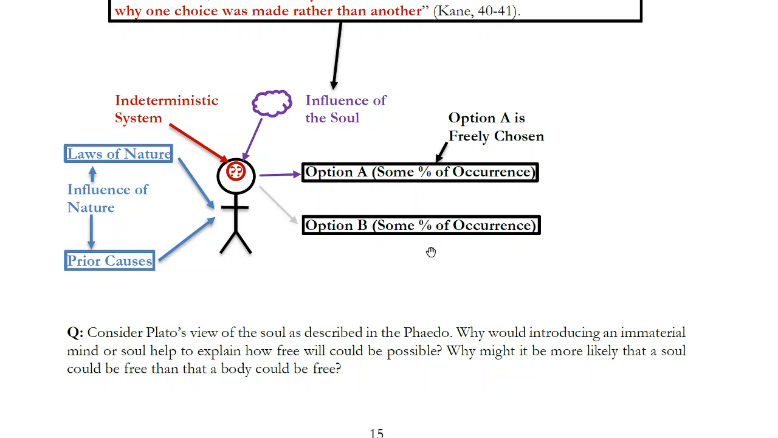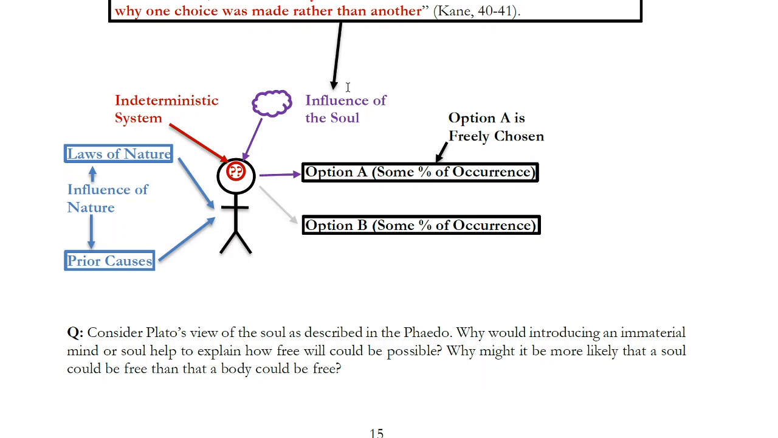And what determines whether you'll choose option A or option B? Well, we'll say the influence of the soul. So on one extra factor strategy, if in fact we have an immaterial soul, that immaterial soul is what accounts for whether we choose A or B, and that accounting by the soul is in fact what gives us free will. And we can see why one would say this about the soul.